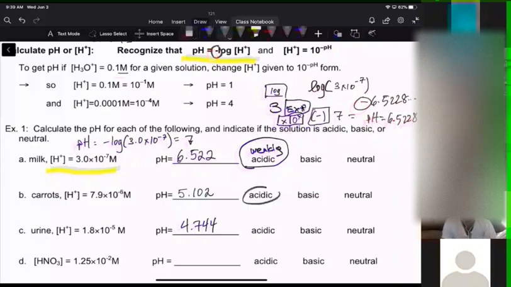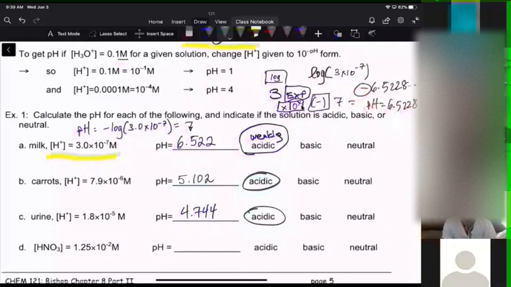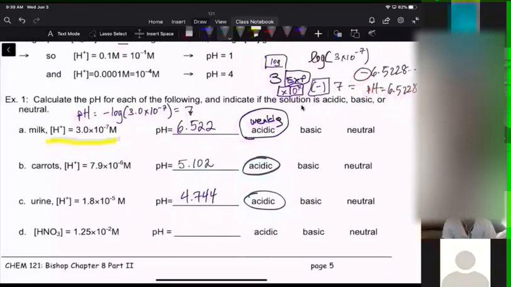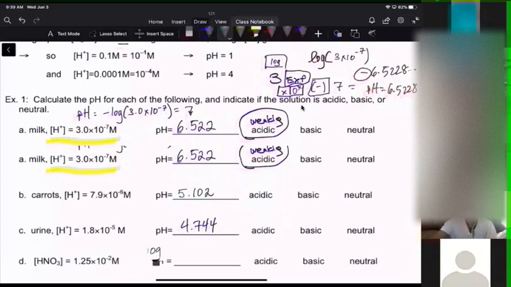Yeah, these are both on the acidic side. What about this last one? What do we do with this? This equals our H plus concentration. So then we can still do the same thing. The pH is minus log of that value.